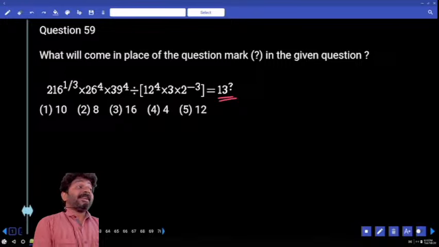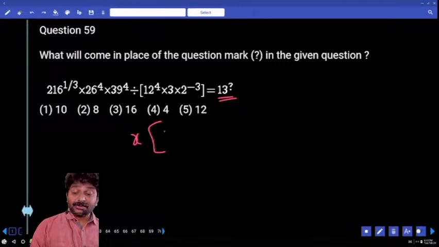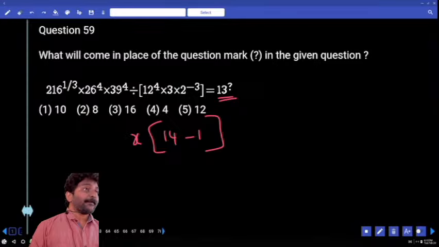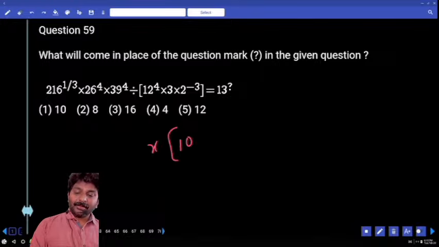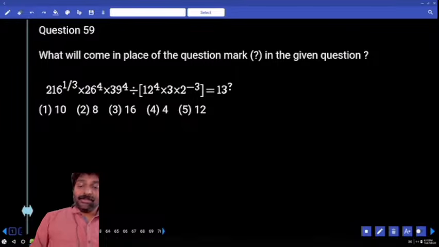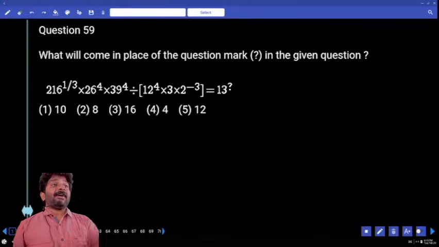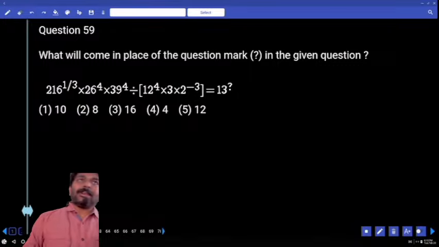Yes? If additions and subtractions are involved, you need to simplify everything, because after taking some number common, no one knows, you may get 14 minus 1 inside bracket. Again, you may get one more 13 here. So after taking some number common, you may get 10 plus 3. That means you may get 13 multiple. So you need to identify exact answer if additions and subtractions are involved. You can directly consider only powers of 13 if only multiplications and divisions are involved. I have explained you the logic.